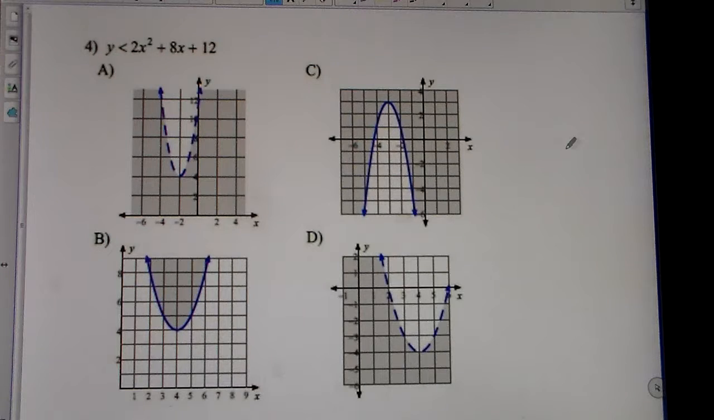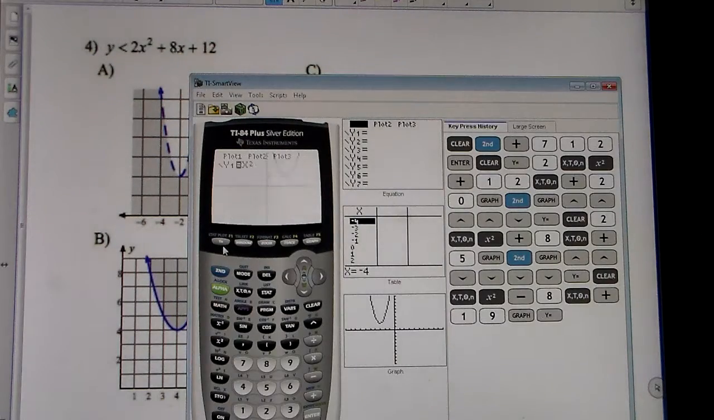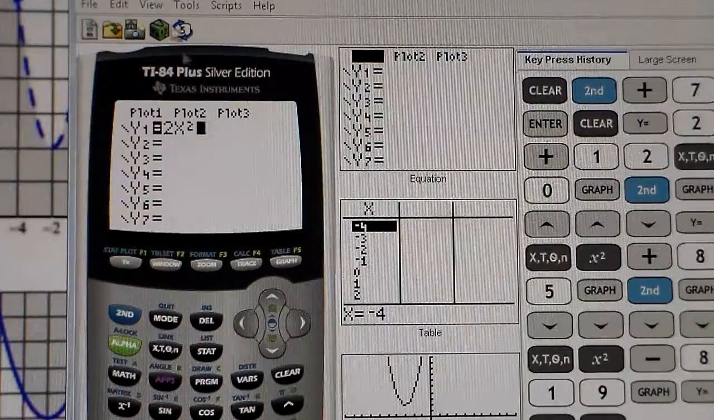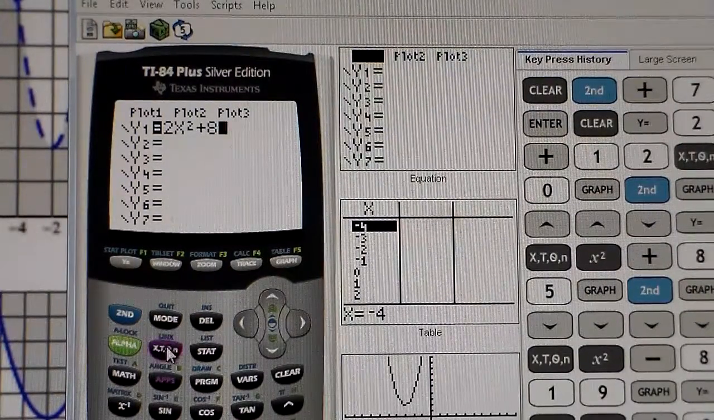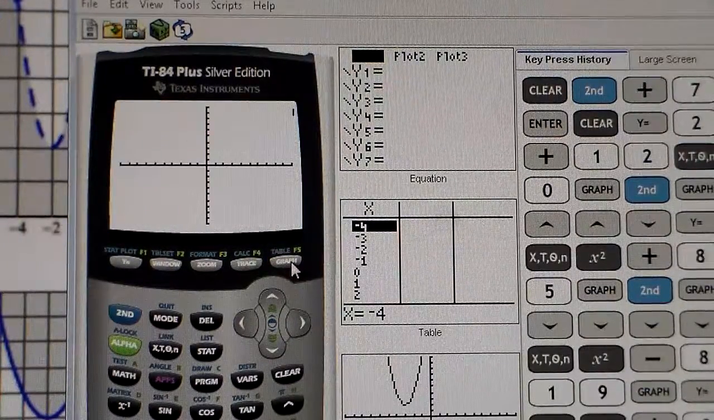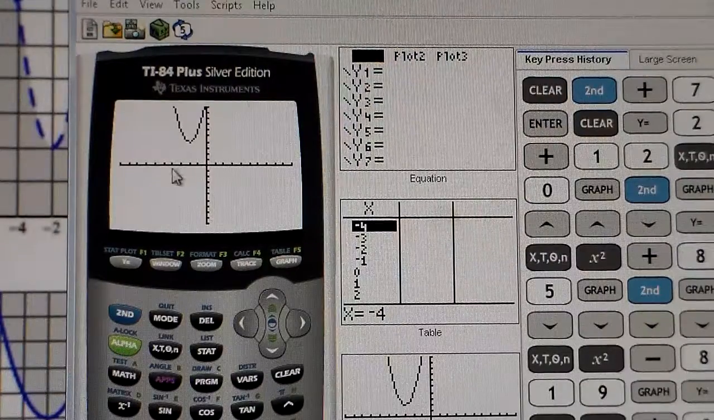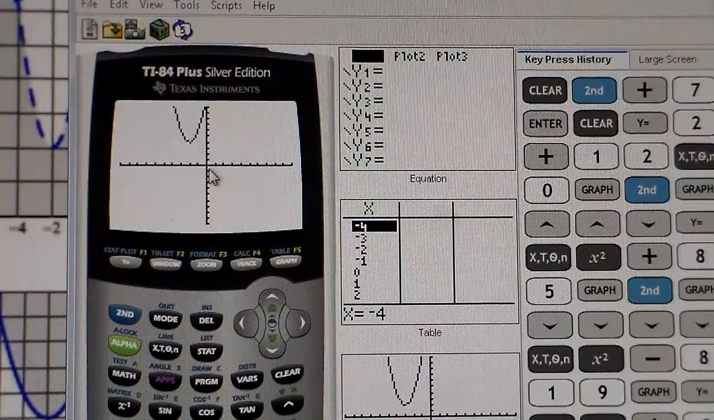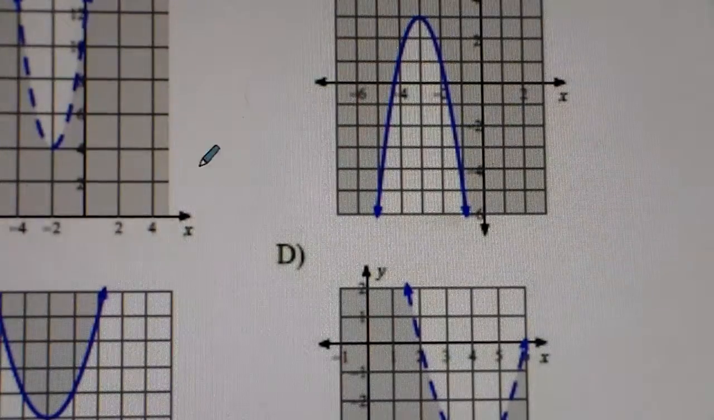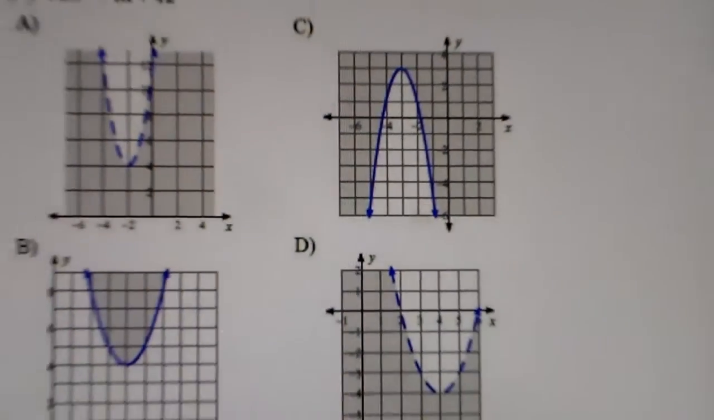Next up is number 4. Our equation is 2x squared plus 8x plus 12. So we put that into the graphing calculator. So 2x squared plus 8x plus 12. We hit the graph button, and we see our parabola is in quadrant 2. And the vertex is approximately -2, 4. So we look at our options here, A, B, C, D.